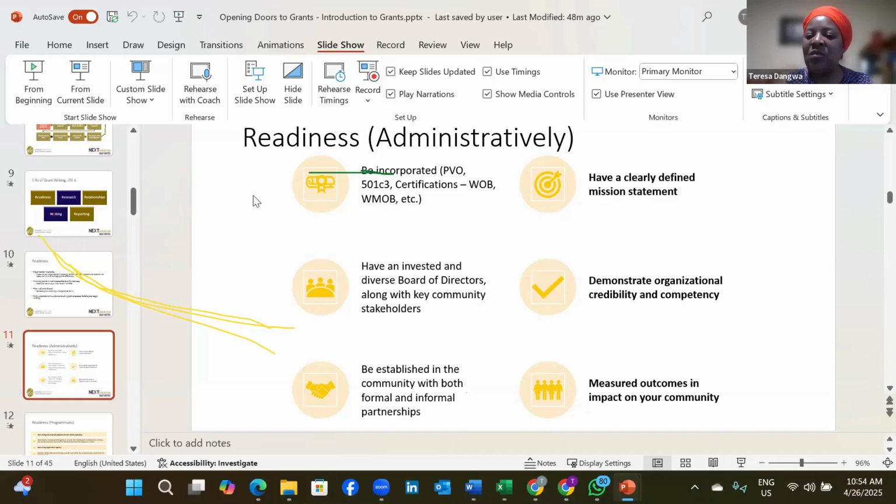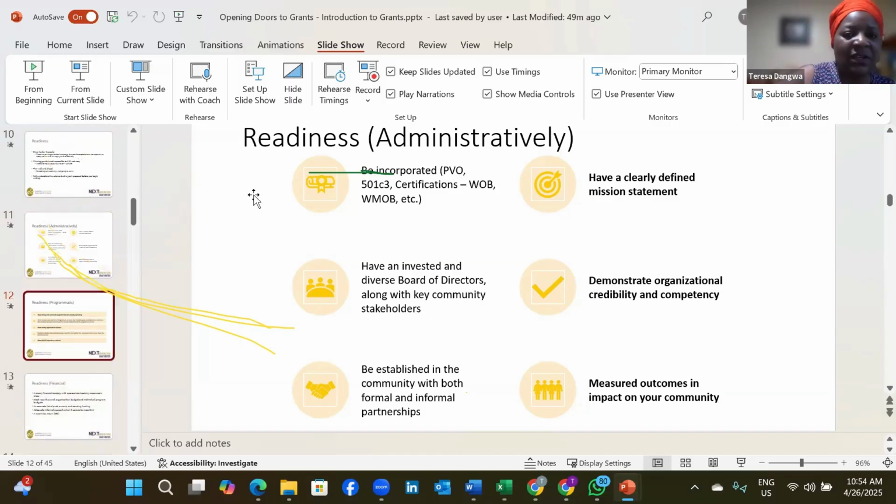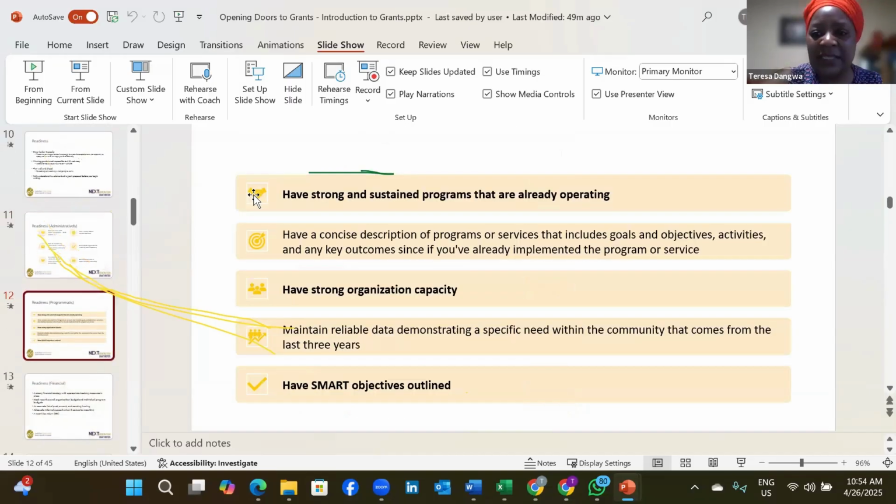And then, are you measuring outcomes and the impact of the outcomes in your community? How is your community being impacted by you being in your community? What kind of measurements have you done? How are you presenting it to your community, to your board, and to other stakeholders? That's the administrative. Now let's talk about the programmatic readiness.